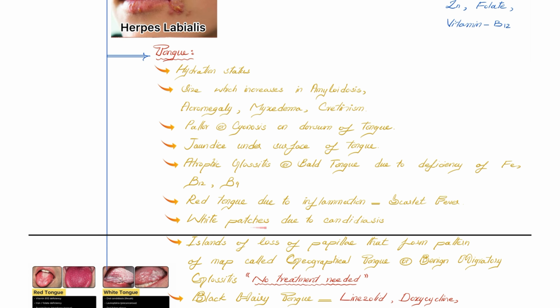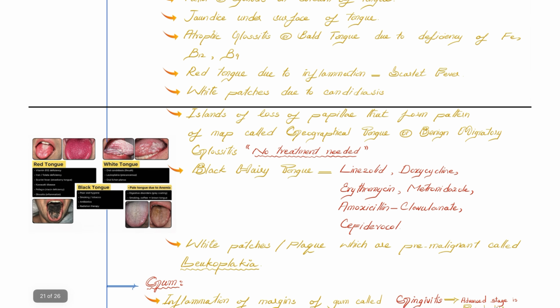White patches on the dorsum of the tongue can be because of candidiasis, and you can find some islands of loss of papillae that form a pattern of map. This is called geographical tongue or benign migratory glossitis. It is benign, so it does not need any treatment, and the cause is also not known. It has idiopathic cause. Then you can find black hairy tongue.